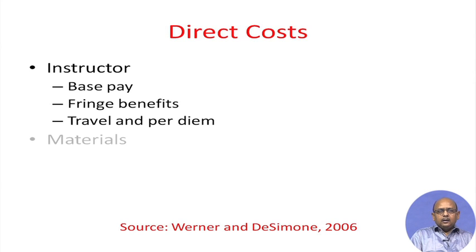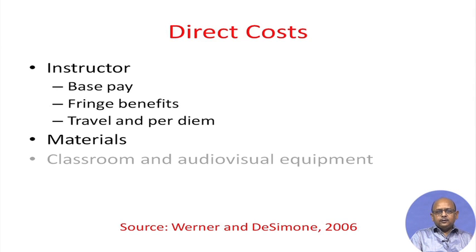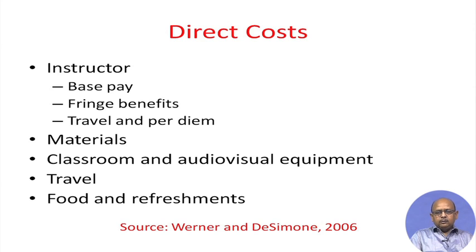Then the costs associated with the materials. Since you are going to use printed and non-printed materials, videos, CDs and other things, or certain equipment, even if taken on rent, you have to calculate all costs associated with the materials. The material costs may include equipment, classrooms, audiovisual equipment. It may also include travel or transportation costs, including travel costs of the participants and other people. It also includes food and refreshments.